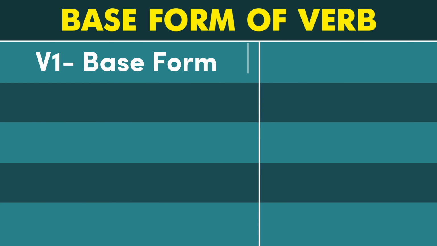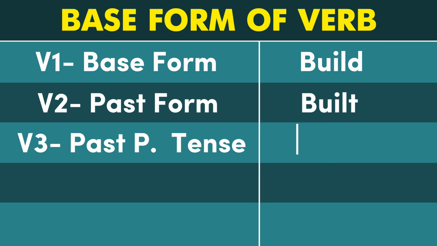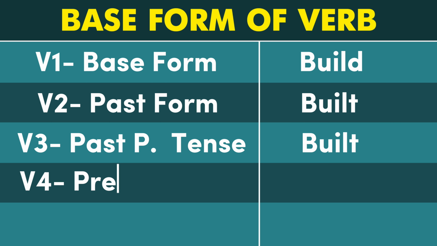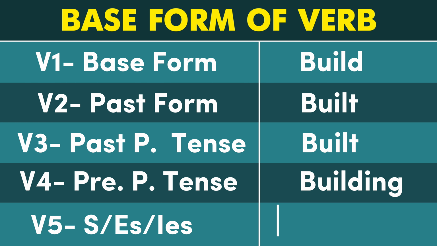V1 base form: build. V2 past form: built. V3 past participle: built. V4 present participle: building. V5 S, ES or IES form: builds.